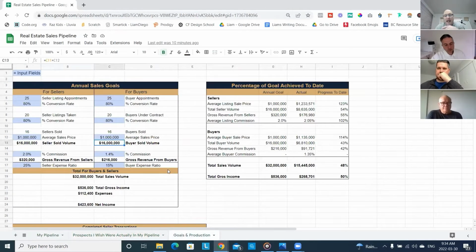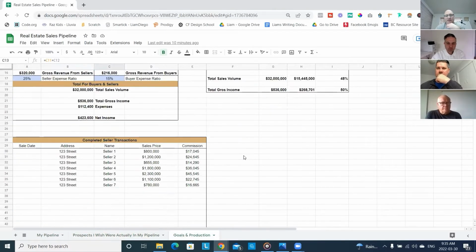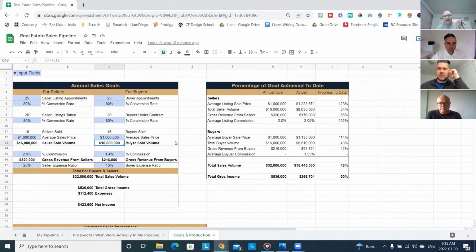And then goals and production. I just added this recently after having a conversation with Dallas, and what he had mentioned when I was talking about pipeline is how important it is to have your goals and tracking of your actual transactions right next to your pipeline. They're really hand in hand, so it's a perfect place to go.